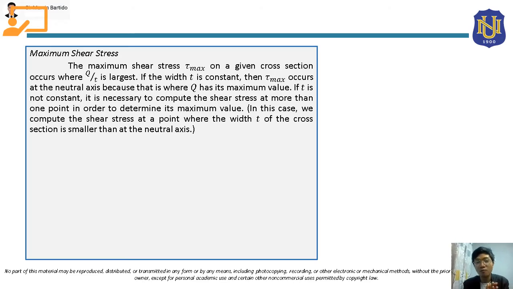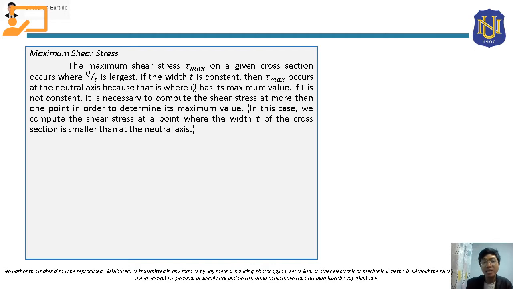So take note class, ang formula natin, di ba, for stress ay VQ over IT. Class, yung V natin, constant yan. Di ba, constant yan all throughout the cross-section. Kahit saang point ng cross-section yung i-consider mo, constant yung V. Yung I, yung moment of inertia, constant din siya. 'Di ba? Kasi yun yung moment of inertia nung buong cross-section class eh. 'Di ba? About the neutral axis. So, constant yung V at saka yung I. Ngayon, yung magva-vary lang class is yung Q at saka T.